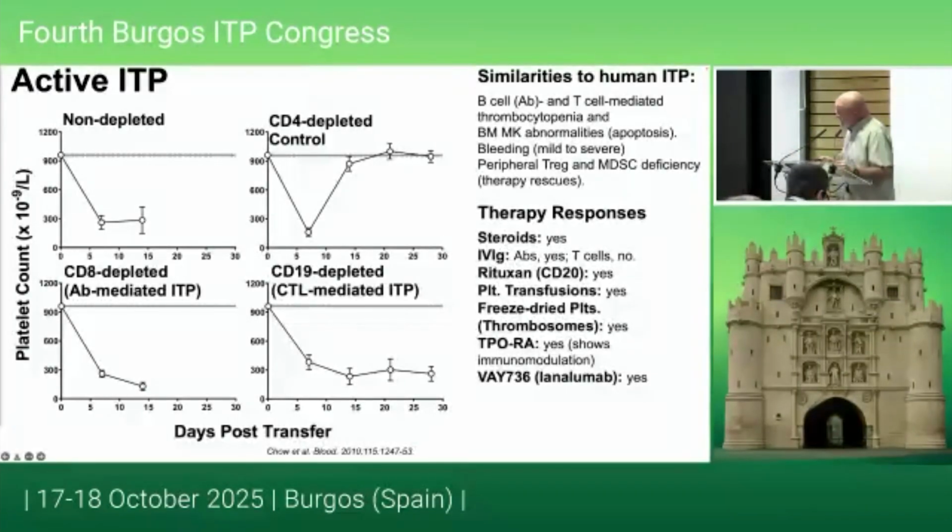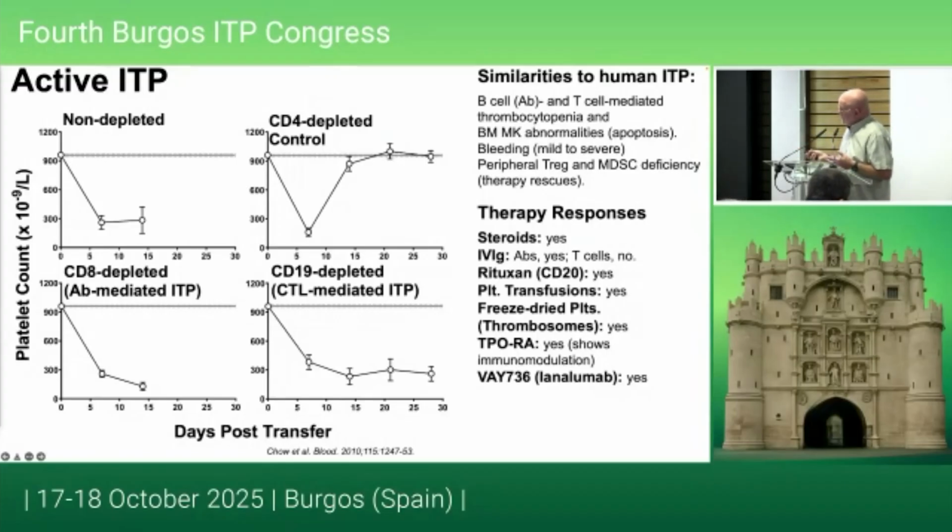Therapy responses in these animals, we've done a lot of work on different therapies, the same therapies that we do in humans. They respond to steroids. IVIG, antibody-mediated thrombocytopenia, responds, but T cells doesn't. They respond to Rituxan. They respond to platelet transfusion, freeze-dried platelets we've looked at. They also respond very effectively to TPORAs.